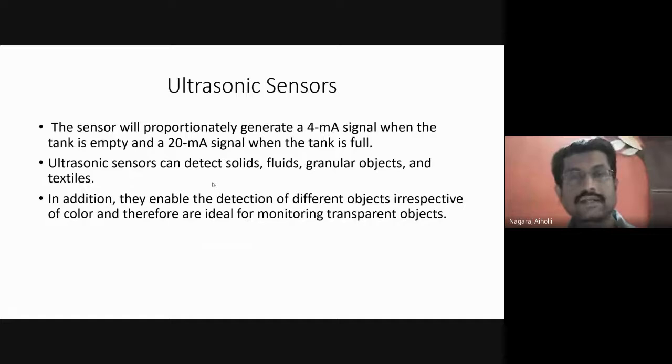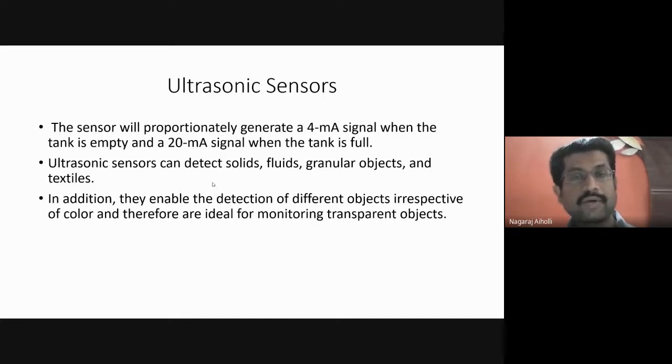Textile is cloth and other materials. It is able to sense those objects also. In addition, they are able to detect different objects irrespective of their color. The color may be anything, but it is able to detect the type of the object.